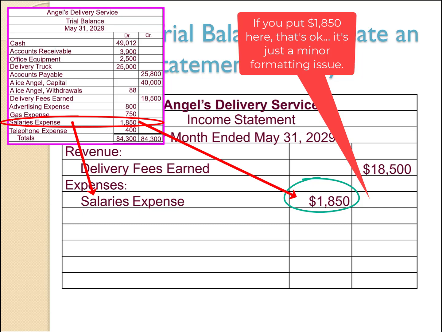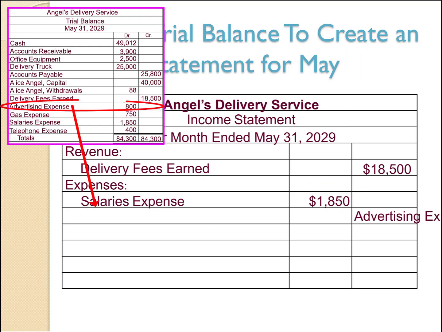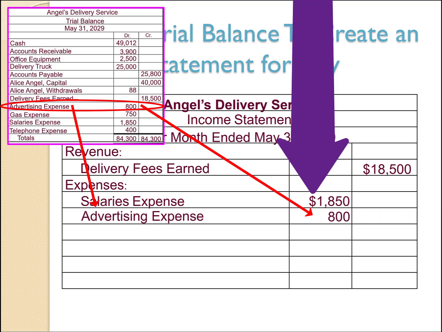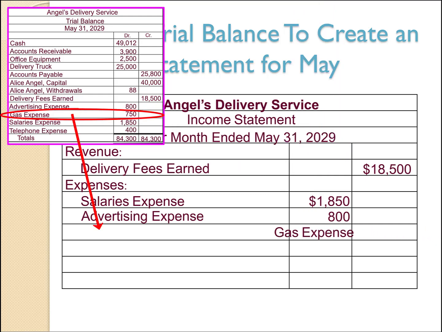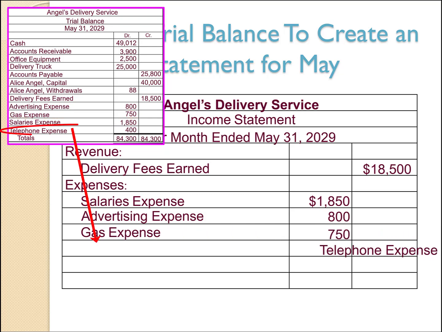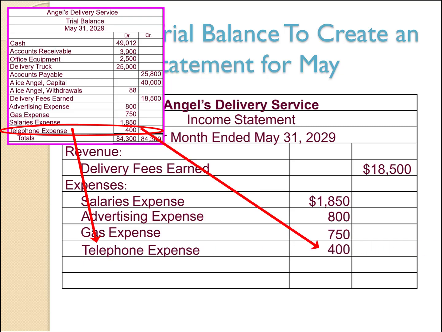So let's list the next expense. The next biggest was advertising expense, $800. And again, this is not super important, but notice that they have a dollar sign on the first number in a column, but not the second number. Again, that's nothing important to memorize. And then we've got gas expense for $750. And then our smallest expense is telephone expense at $400.